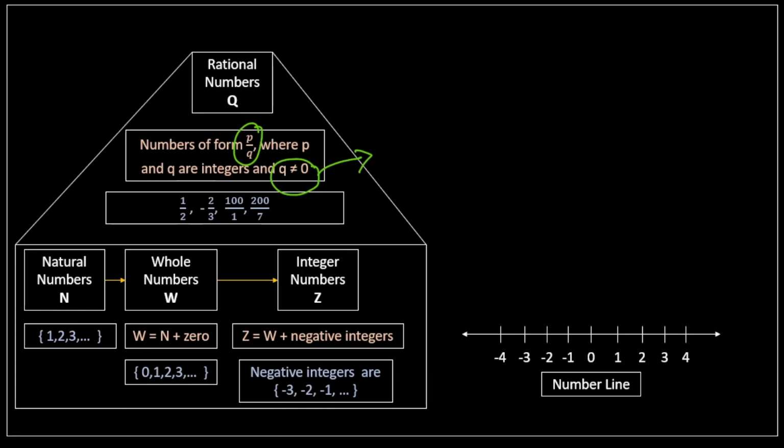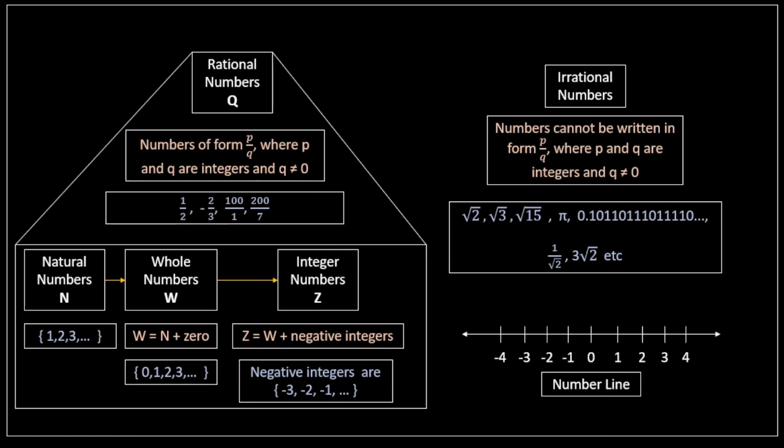So any number which can be written in the form of fractions can be plotted on the number line. So half will be somewhere around here, 1.5 will be somewhere around here, and so on and so forth. Numbers that cannot be written in the form of a fraction, that is p upon q, where q by default cannot be 0, are irrational numbers.